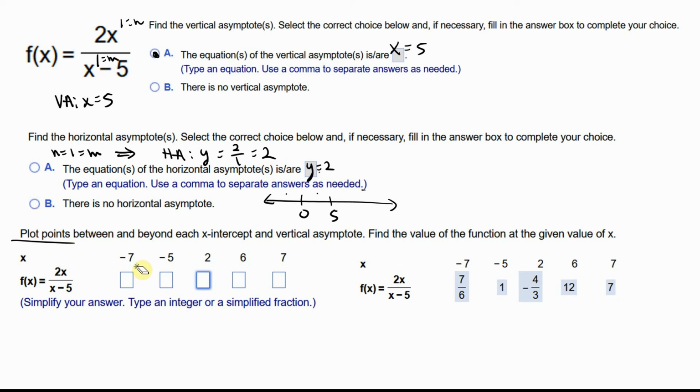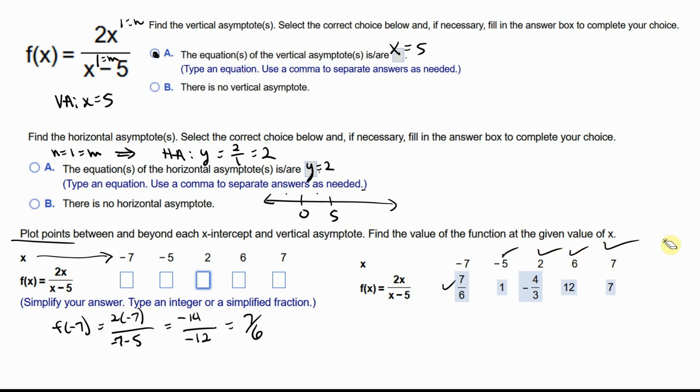Here you plug in x. These are the x values. Plug in x equal to negative 7, and you solve. So f of negative 7 is equal to 2 times negative 7 all over negative 7 minus 5. You get negative 14 all over negative 12, which gives you positive 7 over 6. I've done that. Do that for each of those numbers and plug them in.